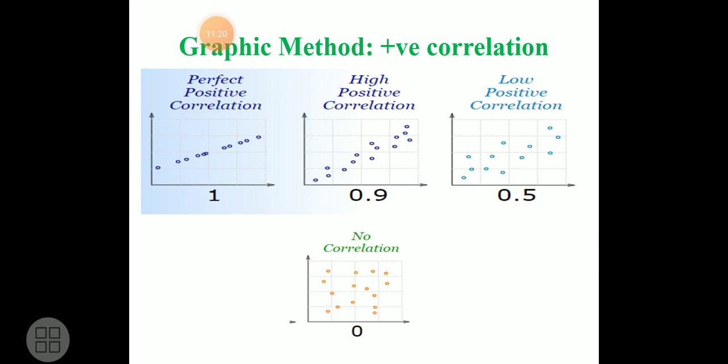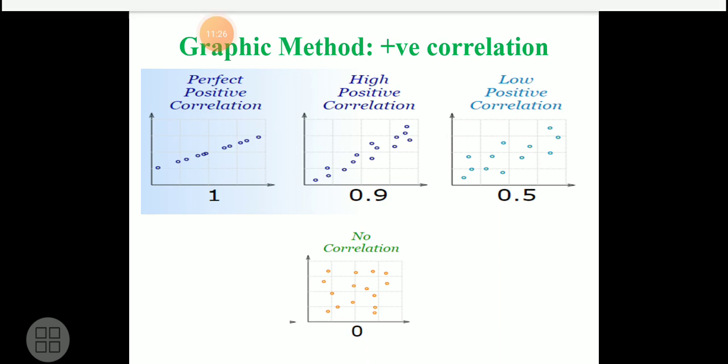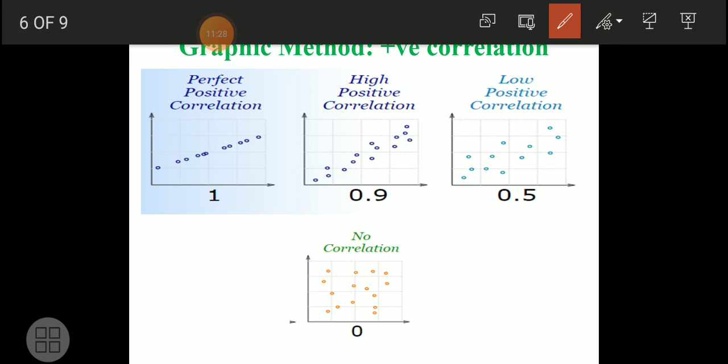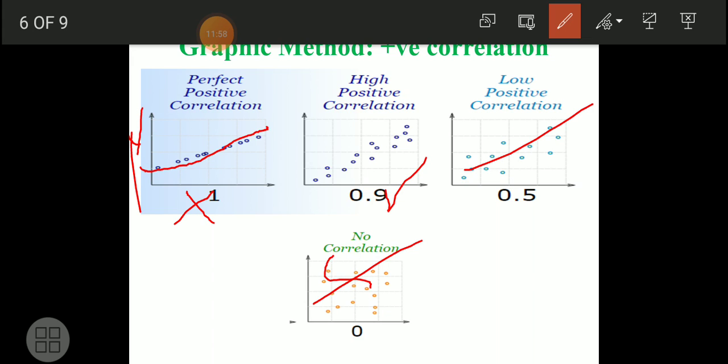Now the graphic method, that is the scatter diagram, how it is used to find out the correlations. Positive correlation we will see here. Here is perfect positive correlation: as the x variable increases, the y variable also increases. This is high positive correlation, a little bit lower, say 0.9, where there is a 0.1 difference. Low positive is 0.5. No correlation: we cannot find any type of correlation here. Zero correlation is there.